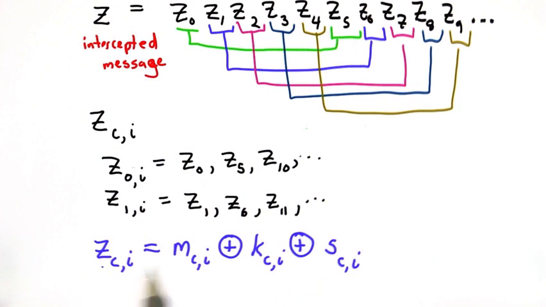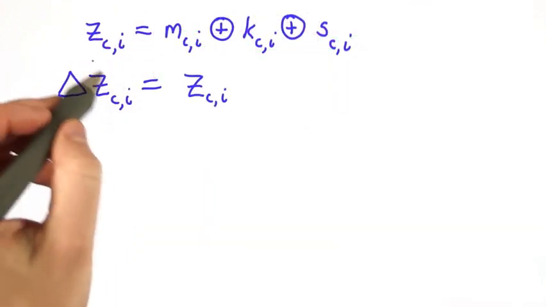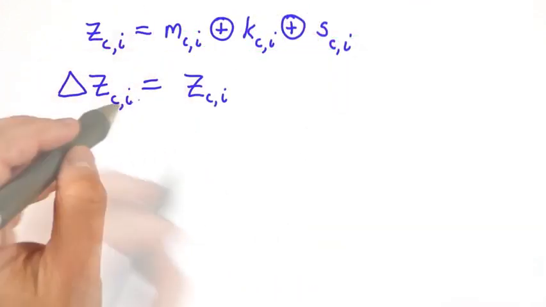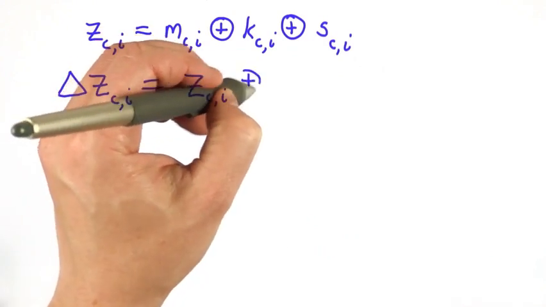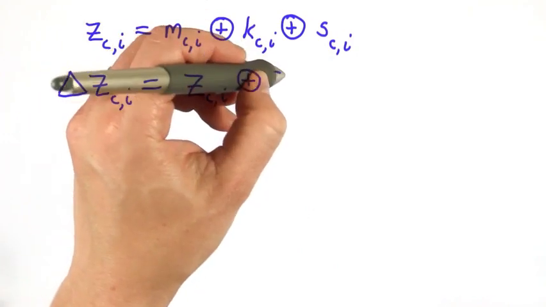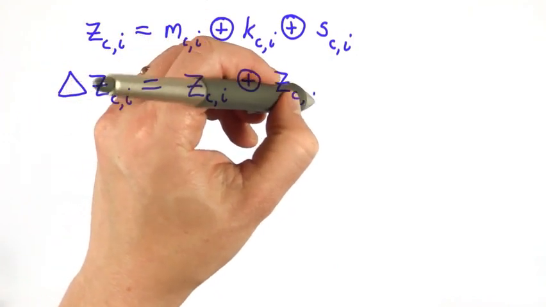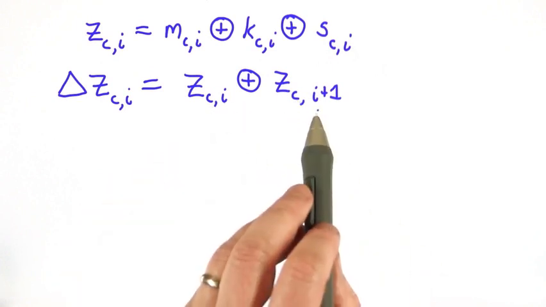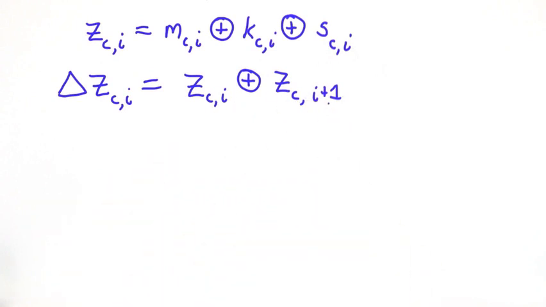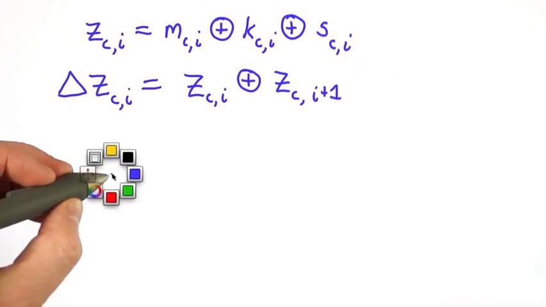So if you look at subsequent characters, there's a good chance that the S wheels have not changed. So we're going to define delta Z sub Ci as the difference between 2 subsequent characters in the ciphertext for that channel. So that's Z C of I XORed with Z C of I plus 1. And now because this is for that channel, these are 5 characters apart in the intercepted ciphertext, but they're adjacent for that channel. So what happens when we look at these values for 2 different channels?